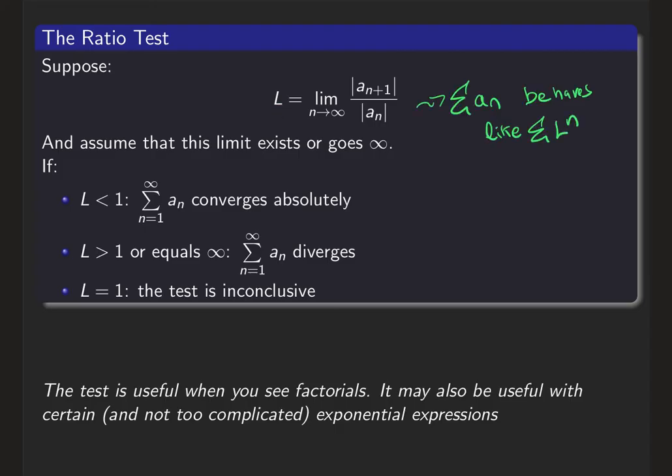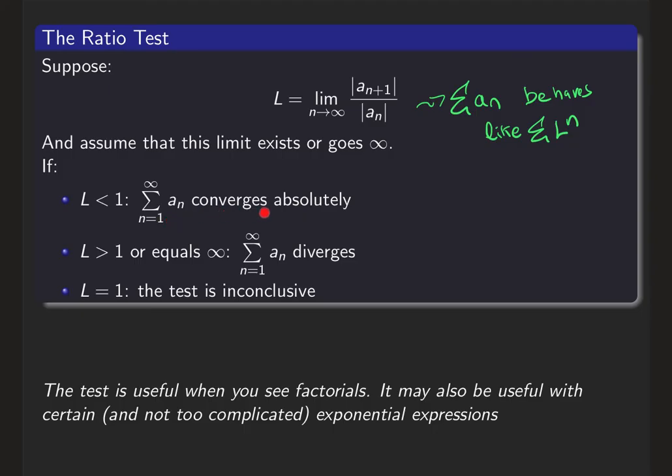Now, we're not going to go through any formal proof. We just want you to make sure you understand the intuition. And if you do, it's a lot easier to remember the statement of this test. So the idea is that our series behaves like the corresponding geometric series L to the n. And when does that series converge? Well, we know it converges when L is less than 1. So when this limit is less than 1, it turns out that the series we're looking at converges.